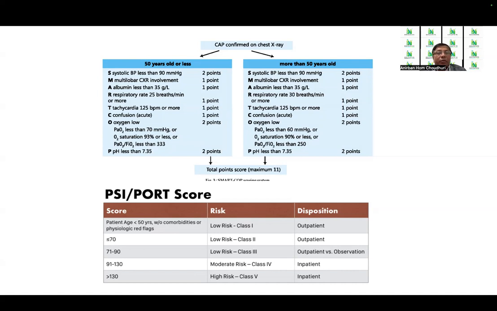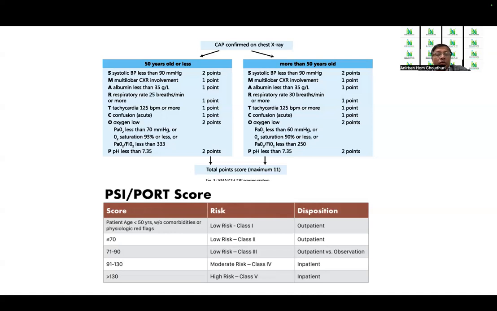Oxygen is low in the form of PO2 less than 70, saturation less than 93, or PF ratio less than 333 in case of 50 years old or less, whereas PO2 less than 60, oxygen saturation of less than or equal to 90%, or PF ratio less than 250 for more than 50-year-old. Again, this is given 2 points, and pH of less than 7.35 is given 2 points for both the categories.